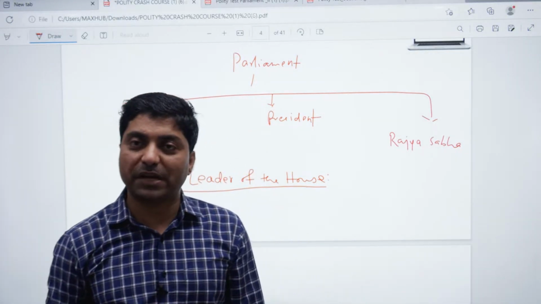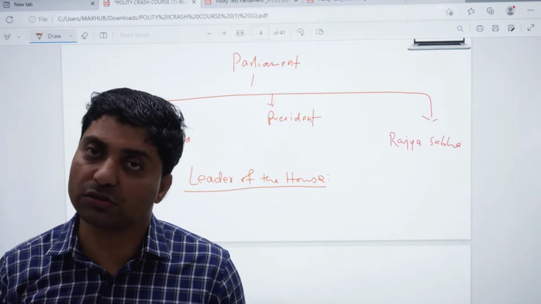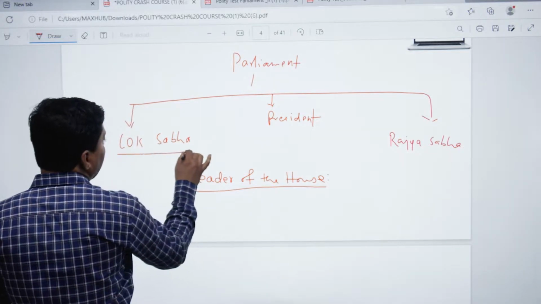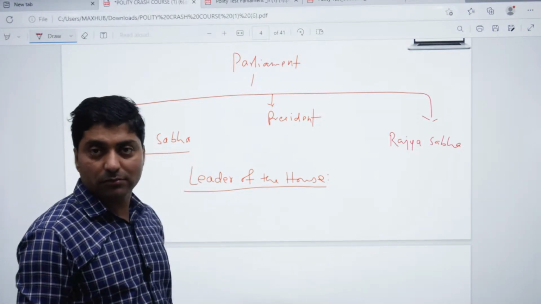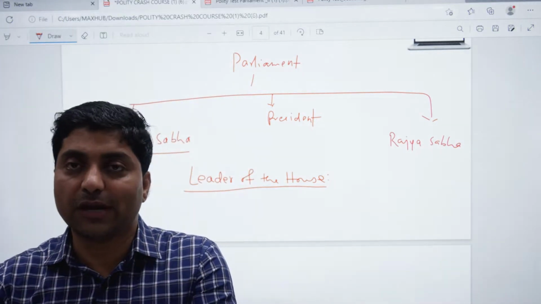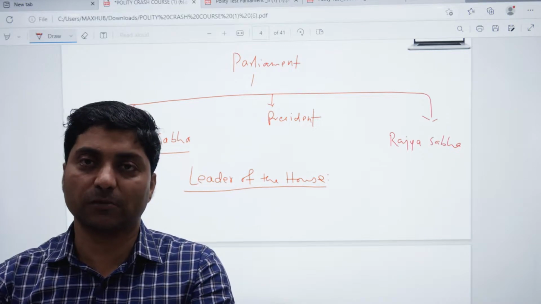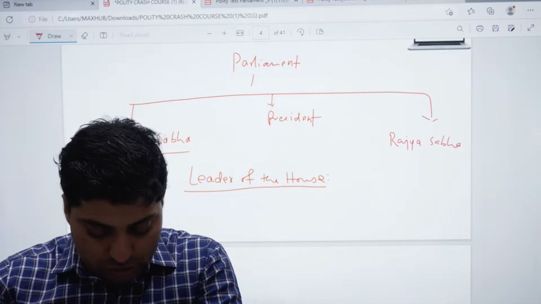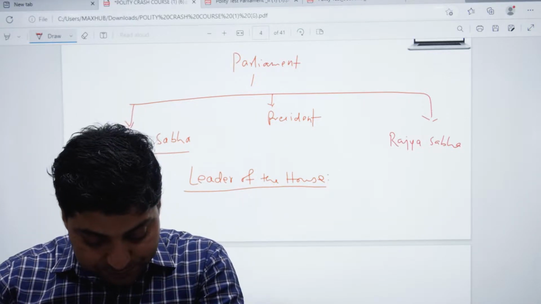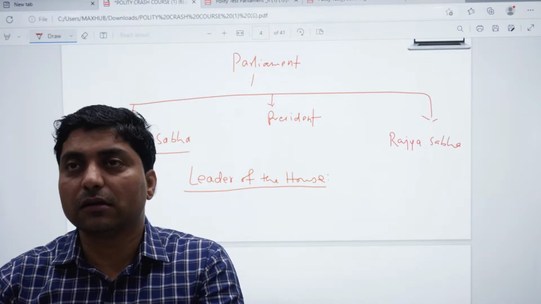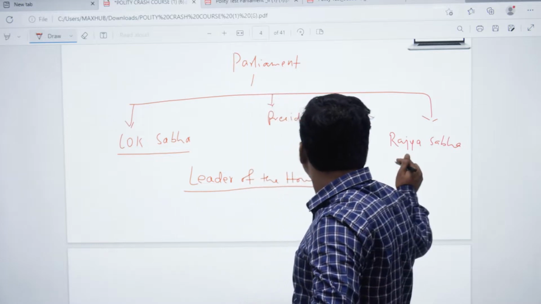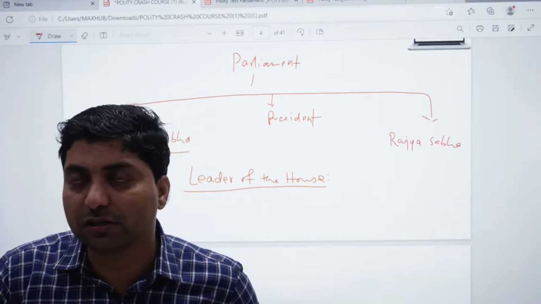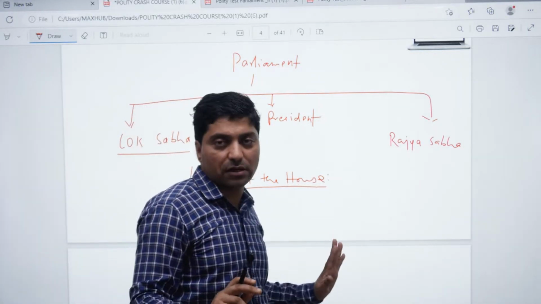Basically, the leader of the house is the Prime Minister if he is a member of that house, whether it is the Lok Sabha or the Rajya Sabha. If the Prime Minister is a member of the Lok Sabha, like the current Lok Sabha, where Prime Minister Narendra Modi is a member, then he is the leader of the house in the Lok Sabha. Then who is the leader of the house in the Rajya Sabha? Any minister appointed by the Prime Minister.